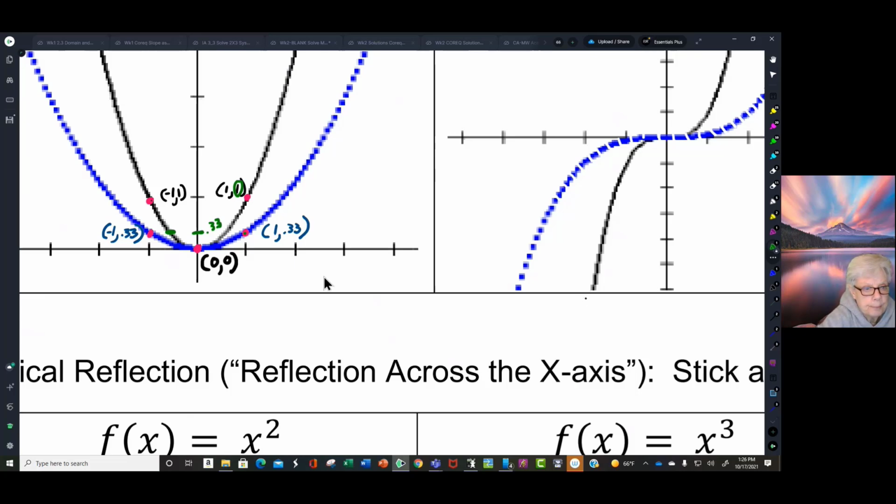Except, there it is right there. Eraser, there. I get carried away sometimes. We come directly down, right? So we've still got -1 as our x coordinate, but now the y coordinate is 0.33.